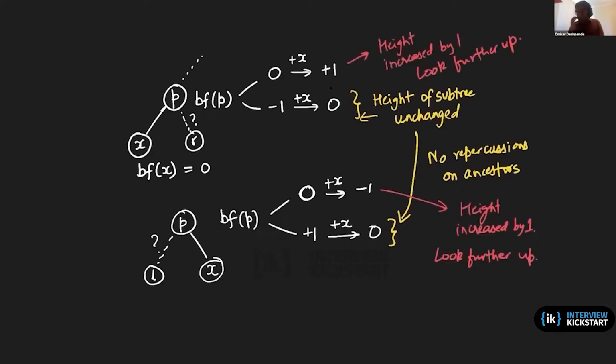So this is what I wrote in red. When the height of the parent increases, that is when we have to look at repercussions further up at any of the grandparents. So now, what could the grandparent look like?